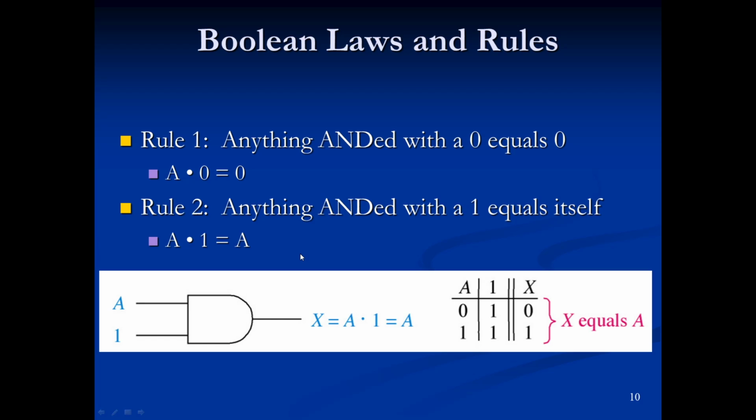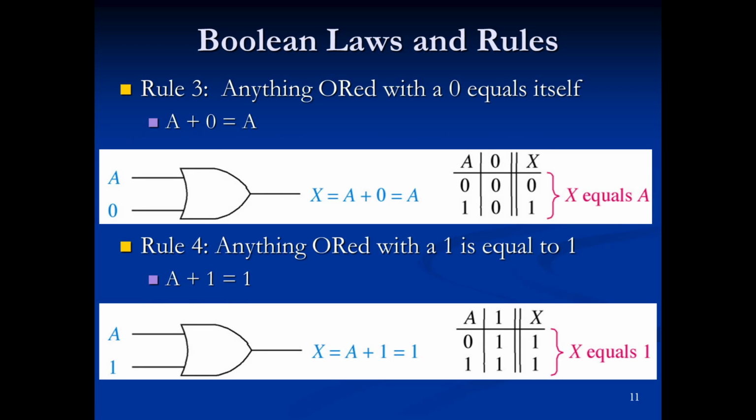So with those three basic laws out of the way, there is also basically a list of rules, and there are 10 of them. Technically 12 if you count the three variations of rule number 10. Starting with rule number 1 and rule number 2, these first two rules have to do with when you AND things together with a definite 0 or a 1. First rule says if you AND something with a 0, it's always 0. Second says if you AND something with a 1, it always equals itself.